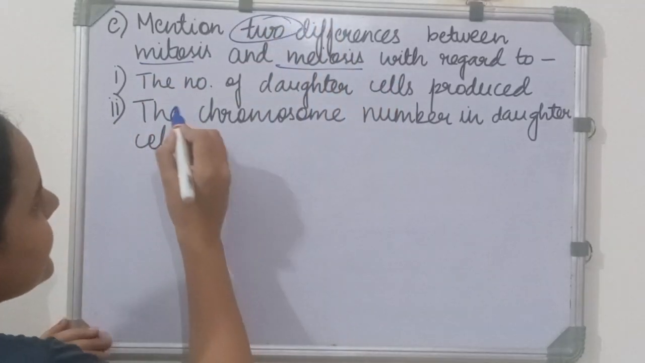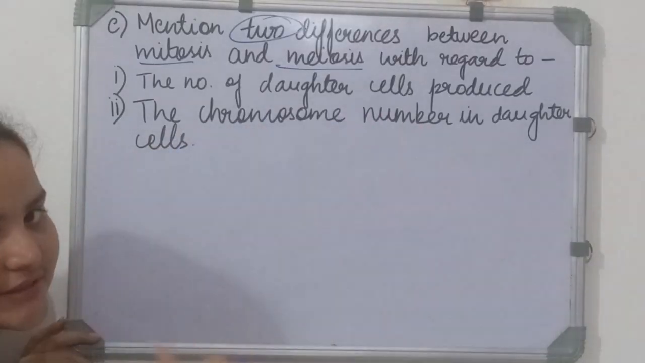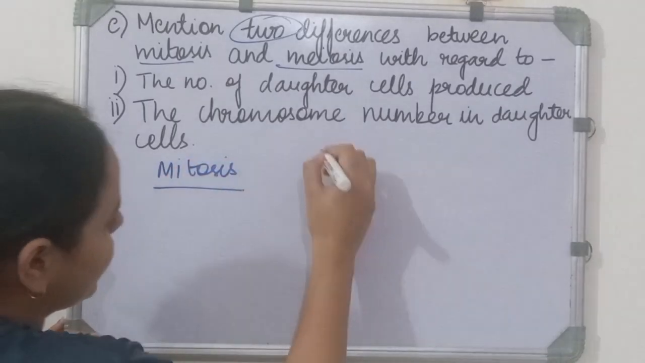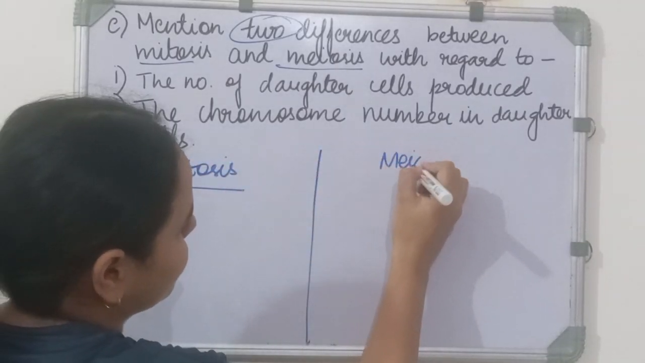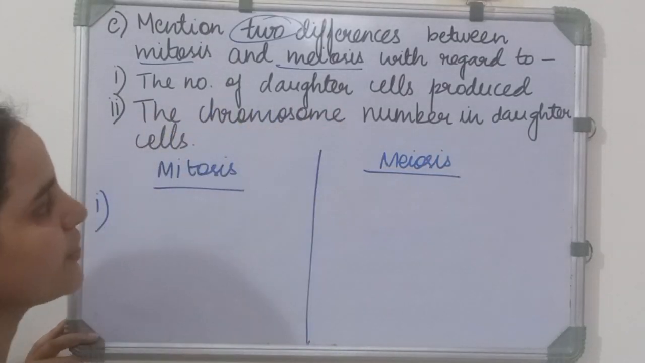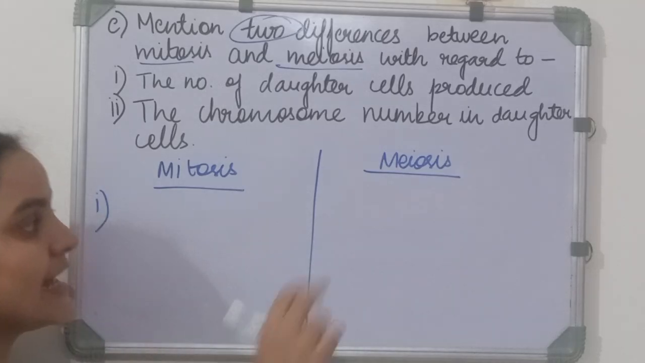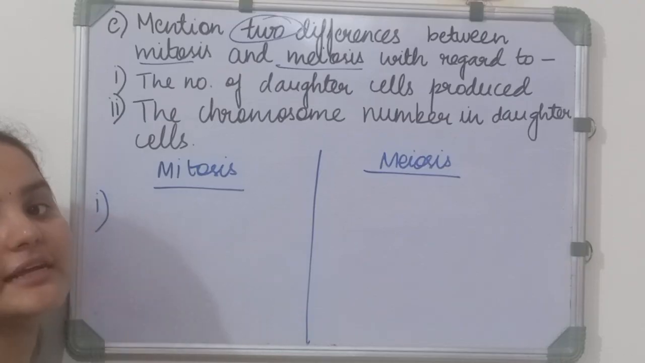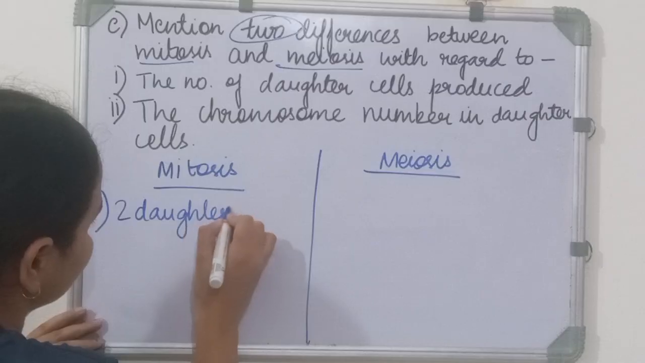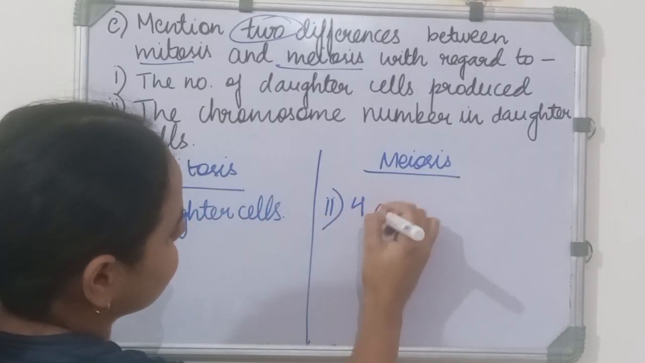The first point is the number of daughter cells produced, and the second point is the chromosome number in the daughter cells. So let's do it. Here we are writing mitosis and meiosis. So the first point says with respect to the number of daughter cells produced. In case of mitosis, we know that 2 daughter cells are produced, and in case of meiosis, 4 daughter cells are produced. So let's write here 2 daughter cells. And meiosis, 4 daughter cells.